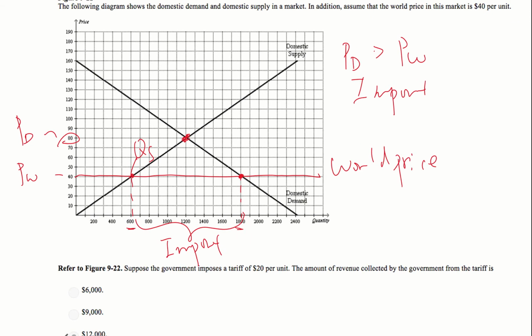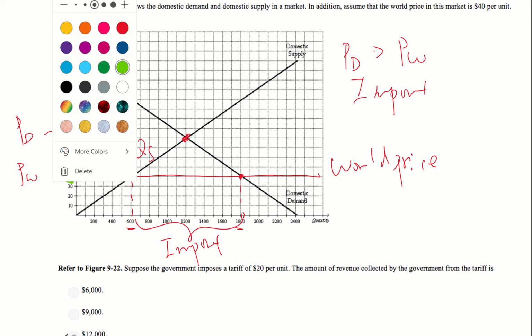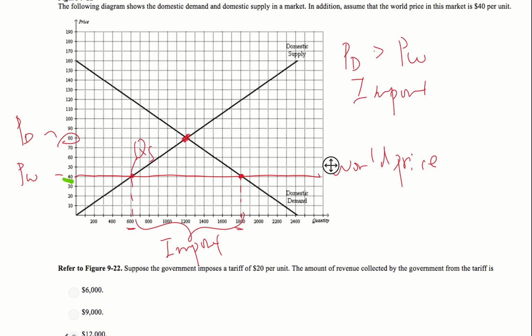All right, so next, suppose government imposes a tariff of $20. The amount of revenue collected by government will be how much? If you put a tariff on the market, the tariff will be placed on top of the world price. Before, the world price is 40, so $20 more than that, 20 plus 40, is 60. We're going to call this one PW plus tariff. That'll be the new price for the market. And then your government tax revenue will be this little area right here.